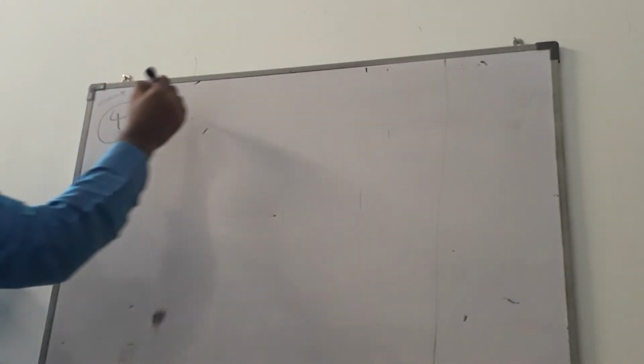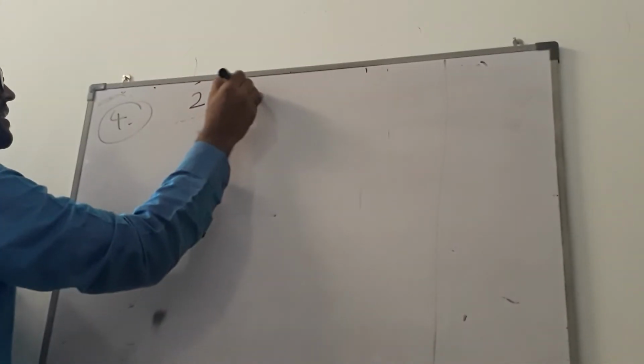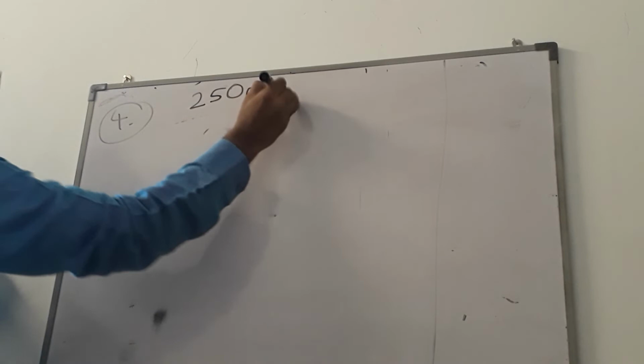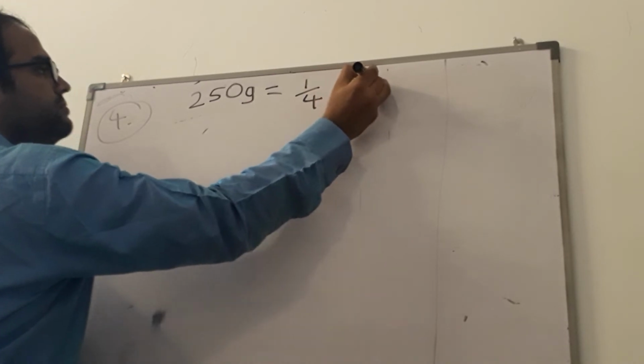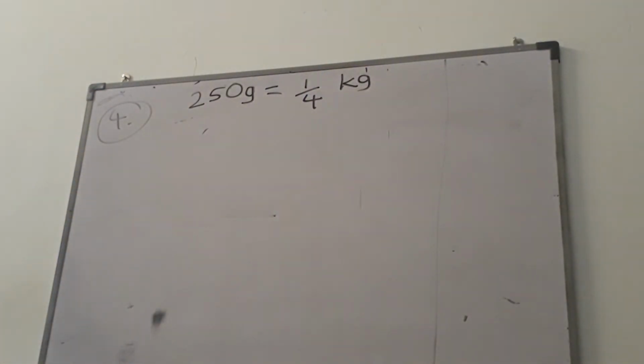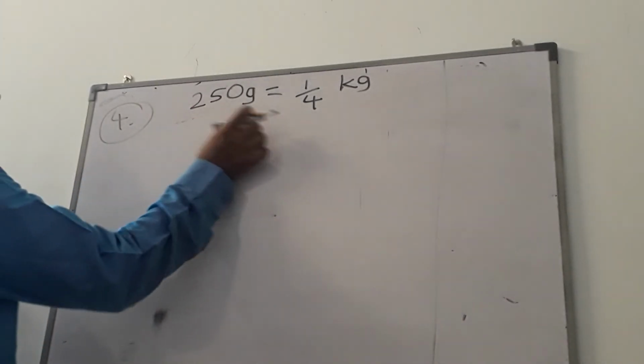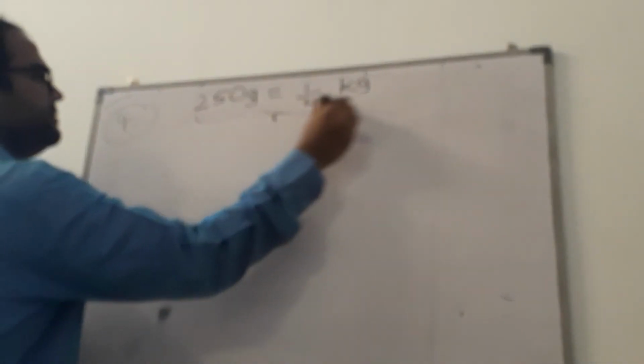First of all, it is said 250 grams means a quarter of a kilo. This is given for your own reference. 250 grams means a quarter of a kilo. We'll come to the sum now.